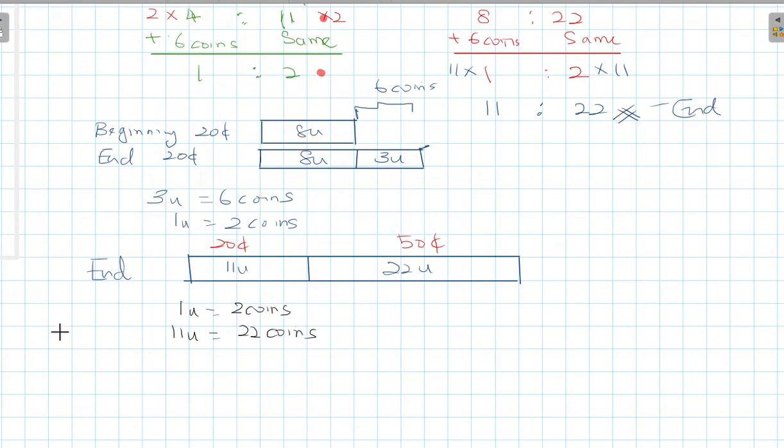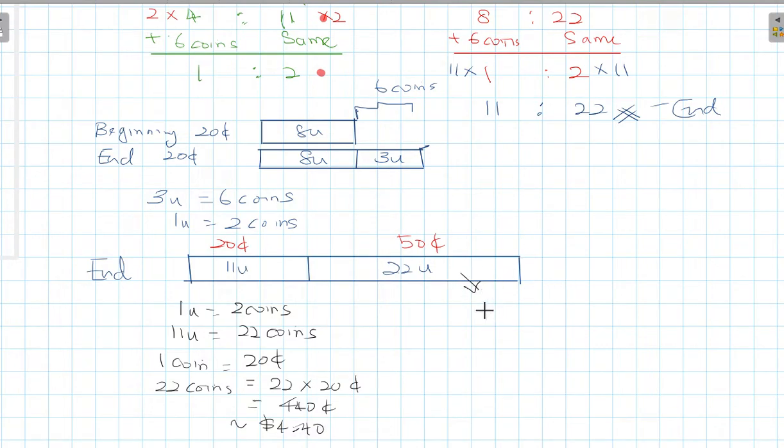So it will be 22 coins. Okay, then now I know, now talk about money already. If 1 coin equals 20 cents, then the 22 coins will equal 22 times 20 cents, right? Will give you 440 cents, which is equivalent to $4.40.